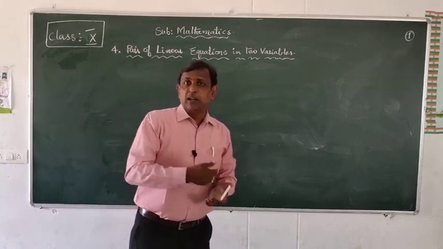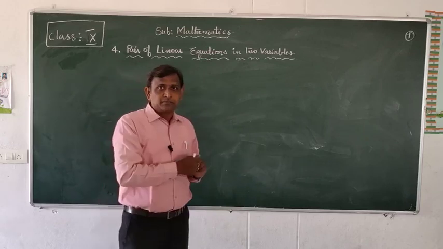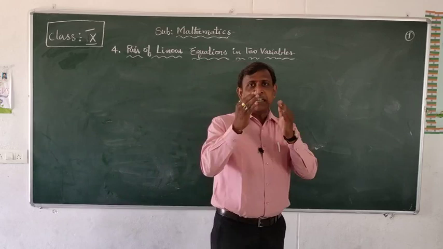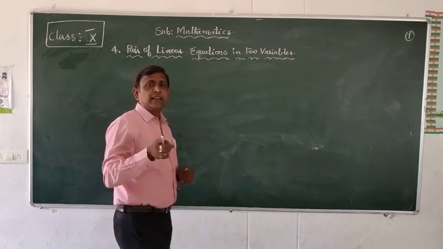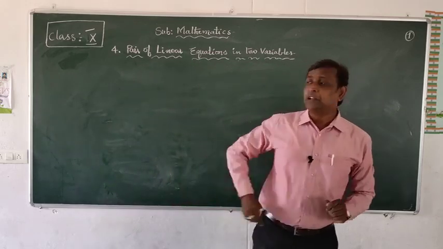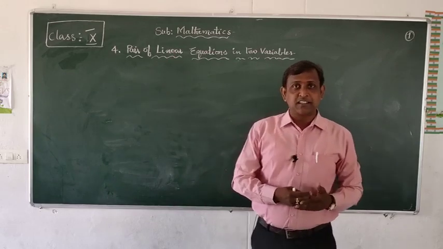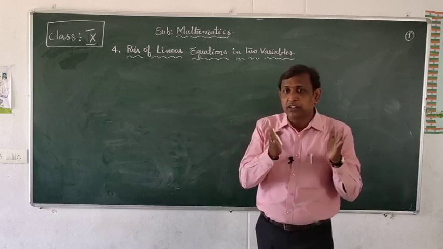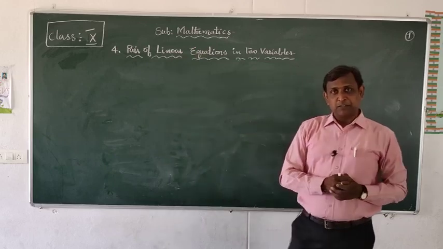Children, you have already studied in 9th class how to draw linear graphs. We have drawn many graphs, and that knowledge is enough to understand these problems also. Because in 9th standard you studied only one linear equation, but now we are going to study two linear equations, that is, a system of linear equations. When we have two lines, those are called a pair of linear equations.